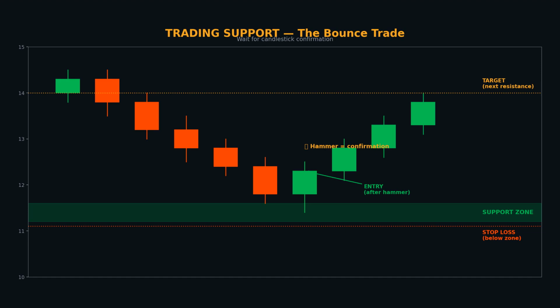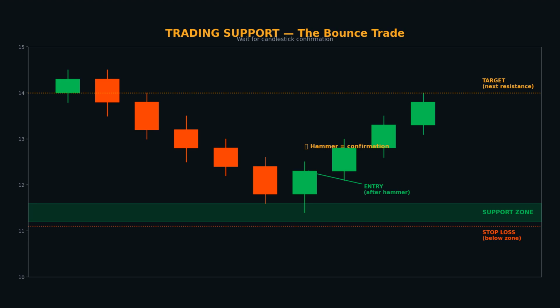Here's how it works. Price approaches a support zone. You wait for a candlestick confirmation, something we've covered in earlier lessons, maybe a hammer, maybe a bullish engulfing pattern. If you get that confirmation at the support zone, you enter long. Your stop goes below the support zone. Your target is the next resistance level above, or at minimum 2 times your risk.